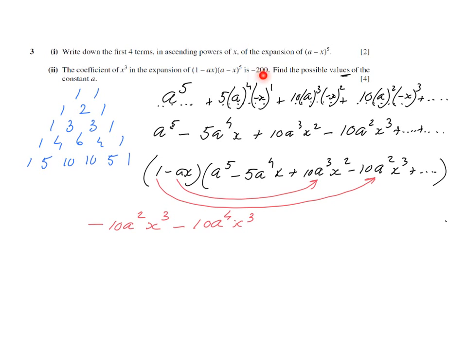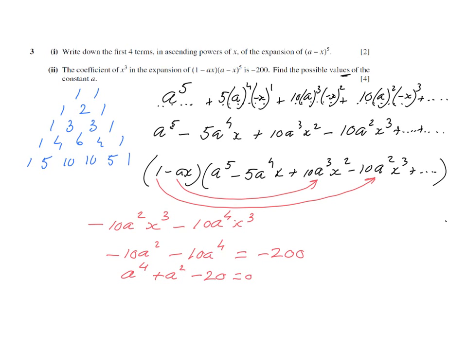And they tell me the coefficient is minus 200. So if I add those 2 terms, minus 10a squared minus 10a to the power 4, that should equal minus 200. I can divide everything by minus 10 just to make my life easy. So a to the power 4, I will write the highest power of a first, plus a squared, minus 20 equals 0, because I'm going to equate it to 0 straight away. Now this is an equation in a to the power 4. How can I solve it?